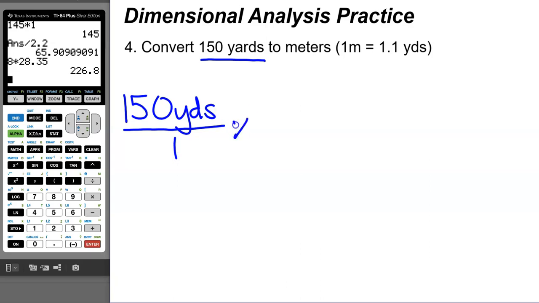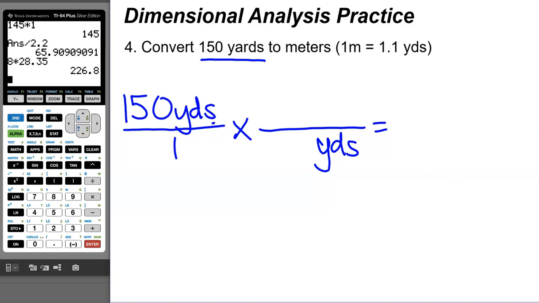Then we're doing dimensional analysis. We need to multiply by some conversion factor to get our new answer. We want to put the unit that we're trying to cancel on the bottom. So in this case, that would be yards. So our yards needs to be dragged and dropped down to the bottom.